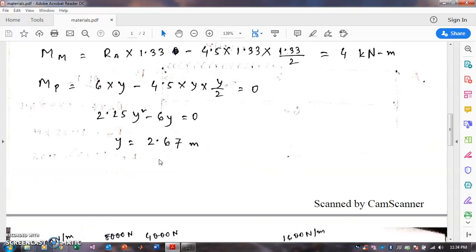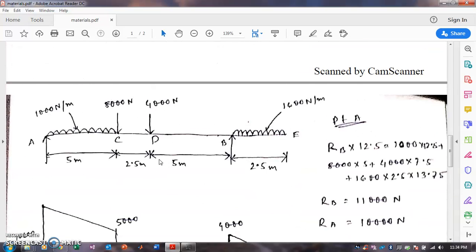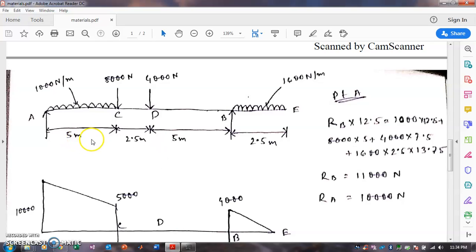Okay, so now we are going to the second problem. Here it is also an overhanging beam, which overhangs from the right hand side, that is from B to E. It overhangs on only one side, not on both sides. It overhangs on the right side, that is BE, and there are different loads that are denoted here.